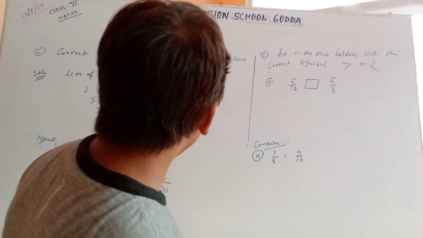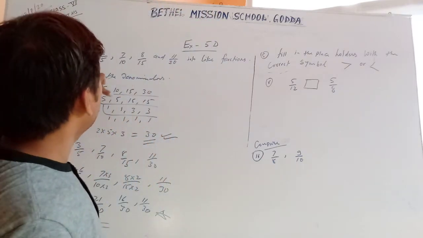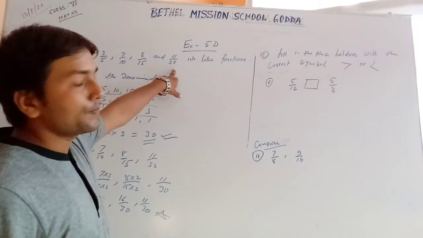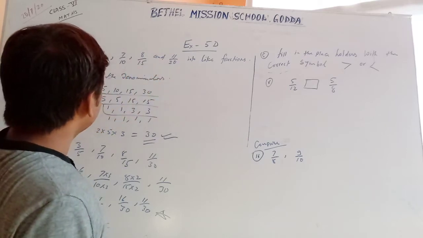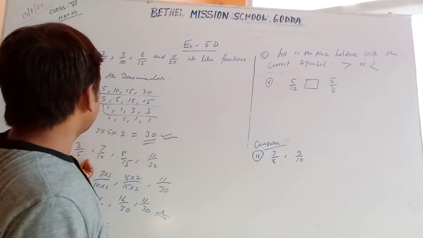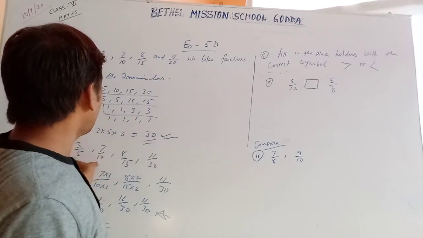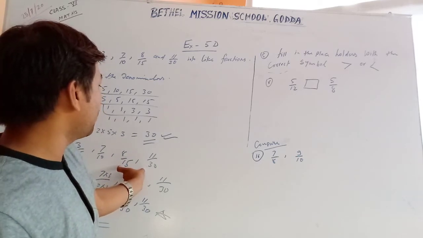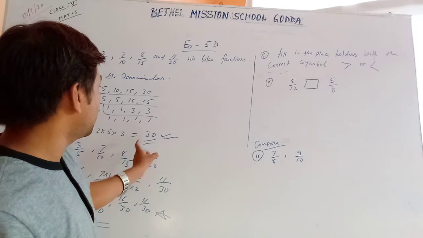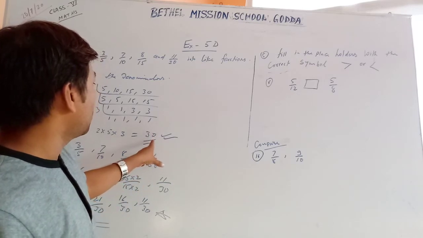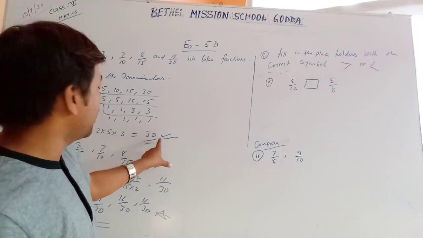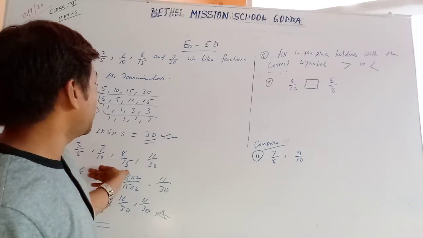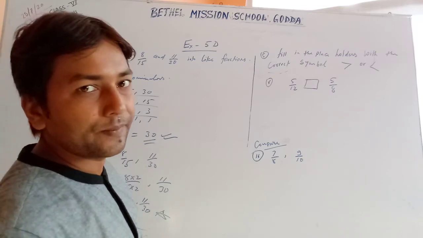First, you take the LCM, and then you have to convert all the denominators to the same by multiplying with the numbers. The LCM is 30, then you convert all the denominators into 30.